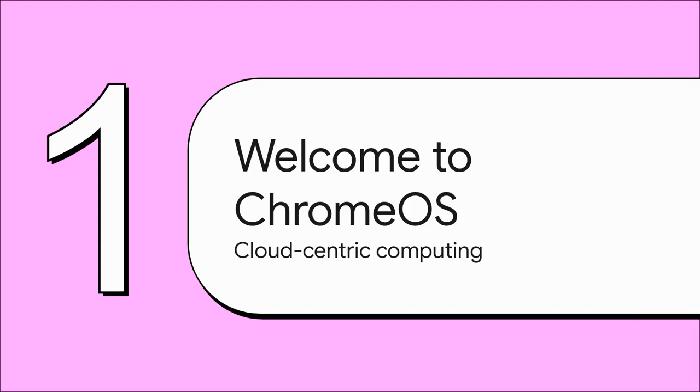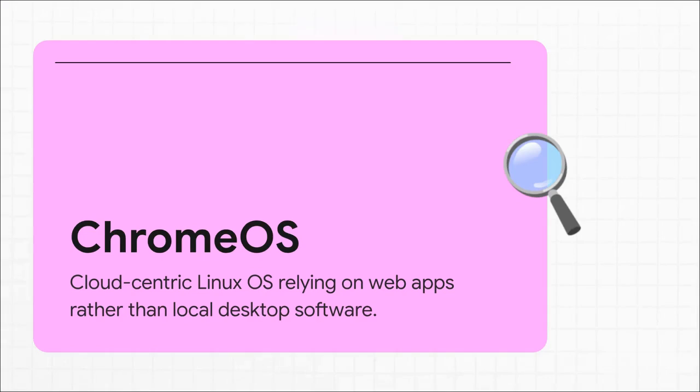Let's start with Section 1, Welcome to chromeOS. We need to fundamentally define what this OS is and how it shifts the entire computing paradigm away from traditional local storage. So the absolute crucial point to grasp here is that chromeOS is a cloud-centric operating system.